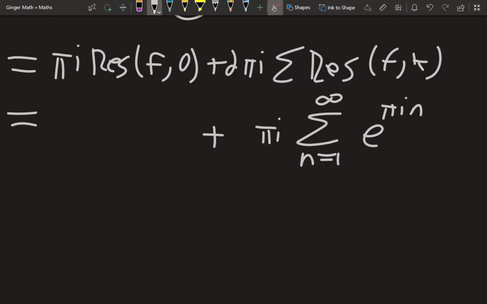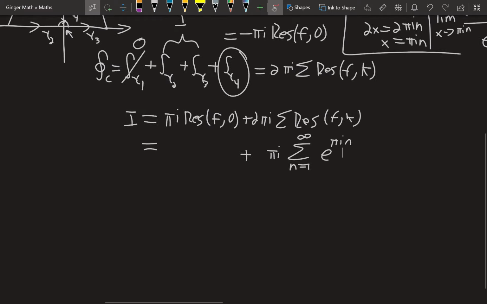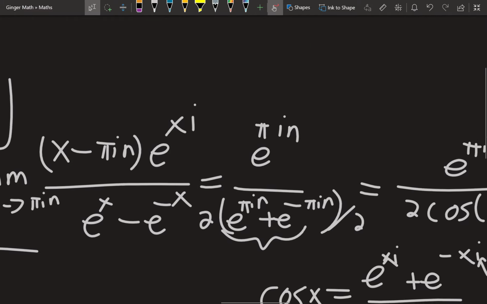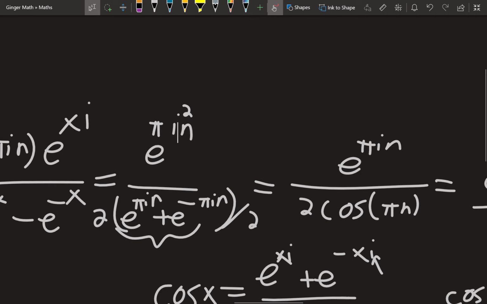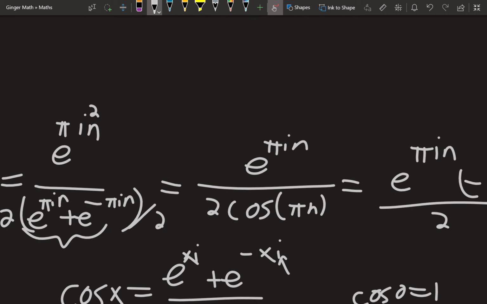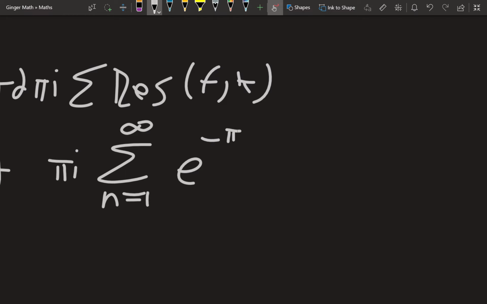For e to the pi i n, or I am very sorry, actually, this right here should be i squared, so it's i squared. I am very sorry. Meaning that in the numerator here, we actually have a negative pi n. I'm very sorry for that. Okay, just going to fix that real quick. Okay. Times negative 1 to the n.